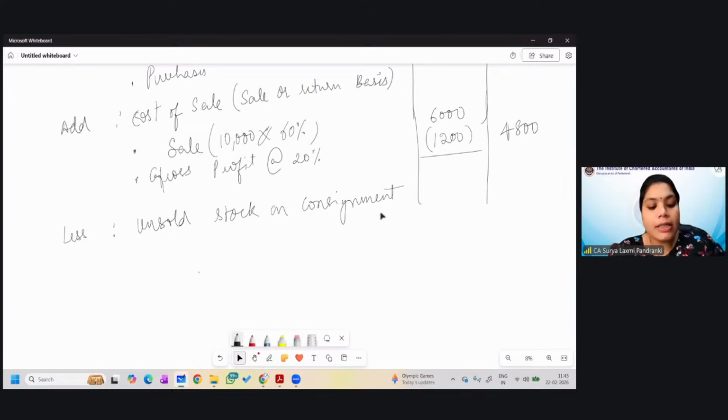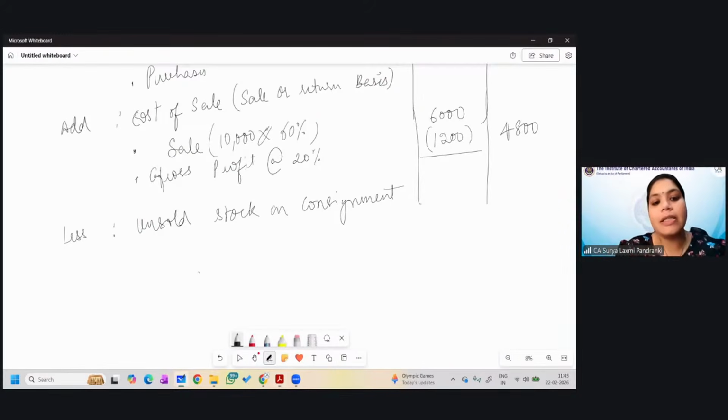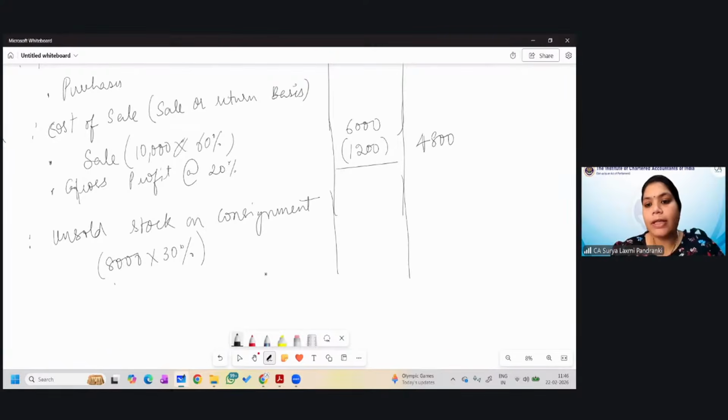So what is the unsold stock here? 20% of the goods are sold, 50% is also sold, which means only 30% is unsold. 8,000 into 30% is unsold, not the entire 8,000, only 30%. Agreed, everyone? Why only 30% of 8,000? 2,400. This also has to be removed. Now calculate the final.